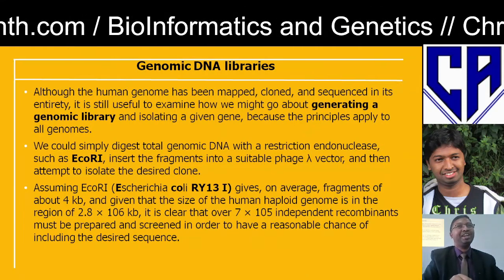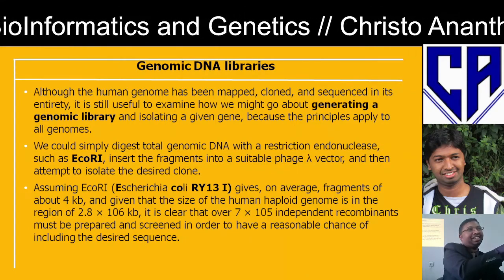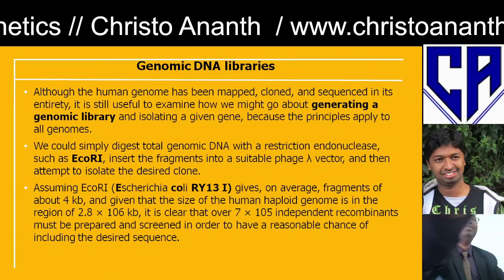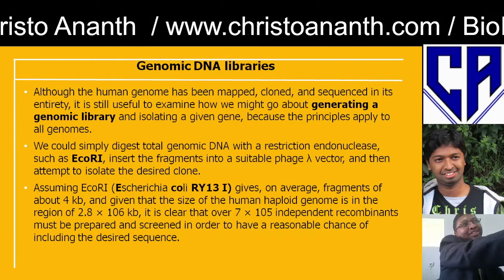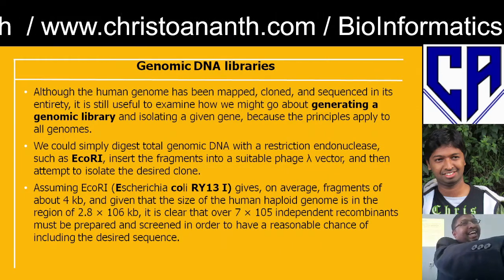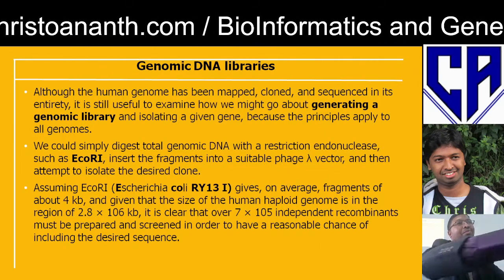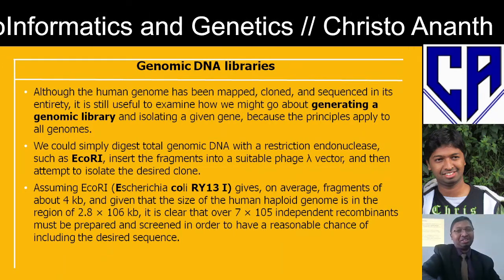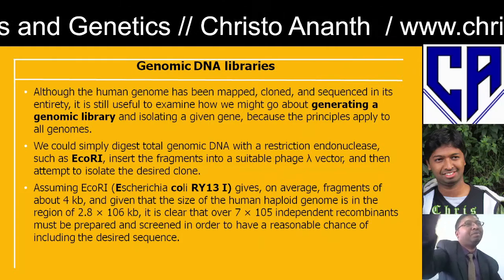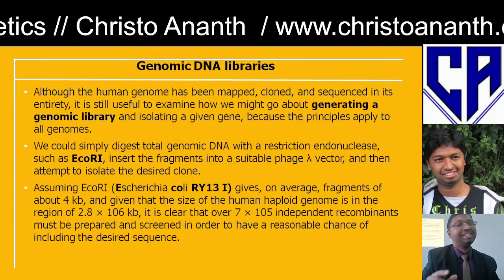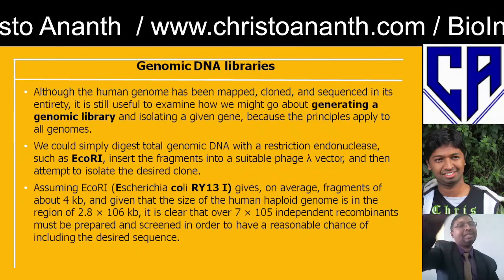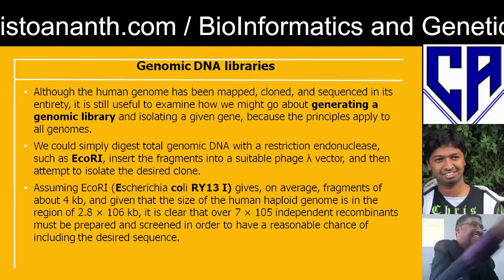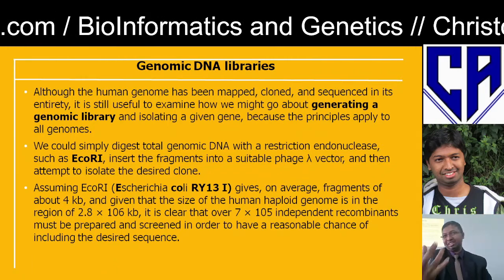So what I'm trying to do, I'm inserting one particular fragment. See, he'll be very quiet, he'll be looking around, and he will identify who has taken the bottle, and he will be taking that particular clone out of it. So this is what you do: insert the fragments into a suitable phage lambda vector, and then attempt to isolate the desired clone. Who has taken the bottle, that is taking the desired clone. So this is how it goes.